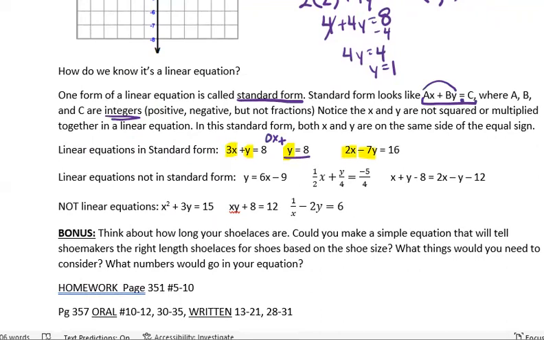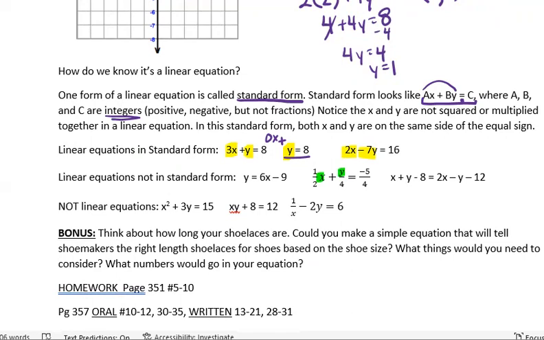Now we're going to look at linear equations that are not in standard form. So these are still linear equations. We have a y and we have an x. They're not squared or cubed, they're not multiplied together, but they're not on the same side of the equation. So this is still a linear equation. Here's our x and our y. Not squared, not cubed, not multiplied together, but we have some fractions. So that's what makes it not standard, but it's still a linear equation.